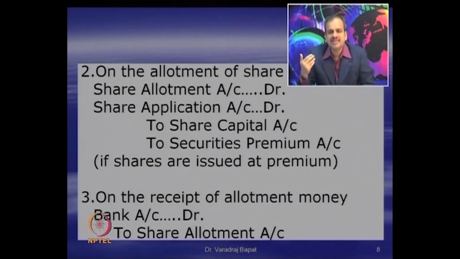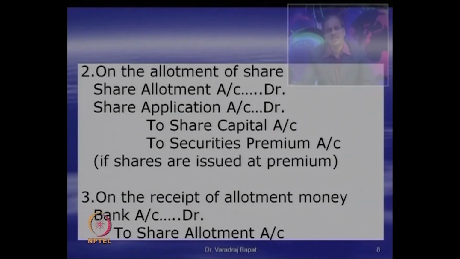Now the next step is the company has requested the shareholders to pay the allotment money. Once they pay the allotment money, journal entry number 3 as you can see here will be passed. So here the company is receiving money, so bank account is debited and share allotment account is credited. Okay, let us go ahead now.